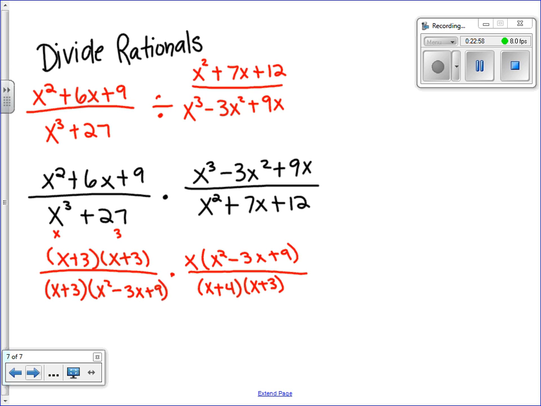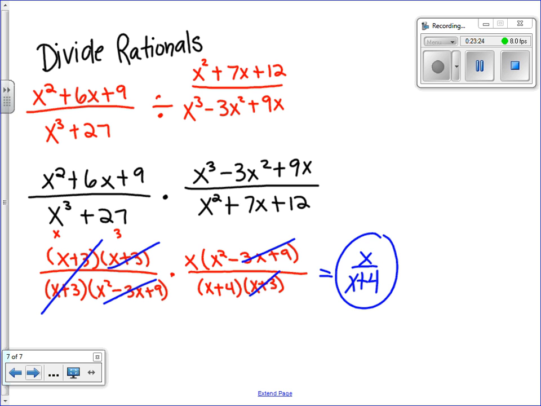Okay, when it comes to canceling, you can cancel straight up and down, and you can cancel diagonally. So these are gone. X plus 3's are gone. Yep, those are gone. And I'm left with just x over x plus 4.